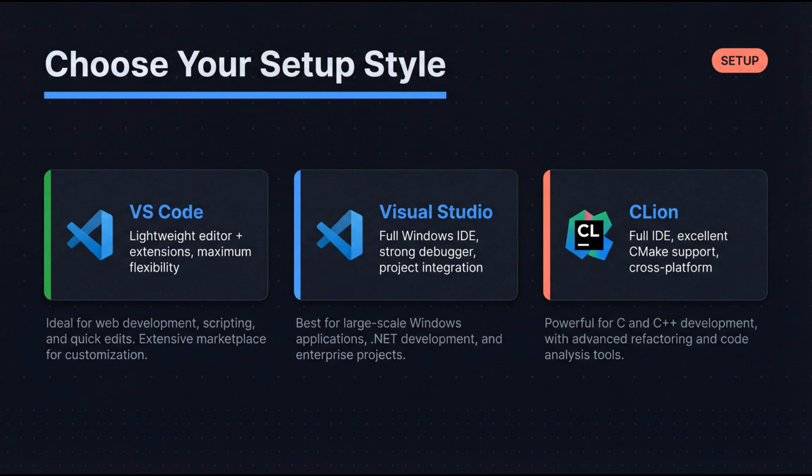Visual Studio, the full Windows IDE from Microsoft. It comes with a strong debugger and project integration built in. If you're on Windows and want the most integrated beginner experience, this is the path of least resistance. And CLion, a full IDE from JetBrains with excellent CMake support and cross-platform workflows. It's especially useful once your projects grow beyond single-file programs. All 3 will get you there. Pick the one that matches your platform and comfort level.